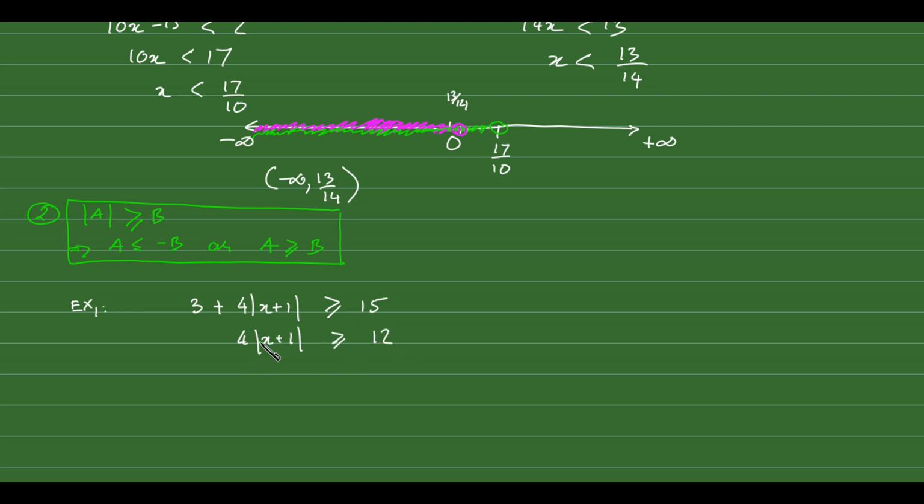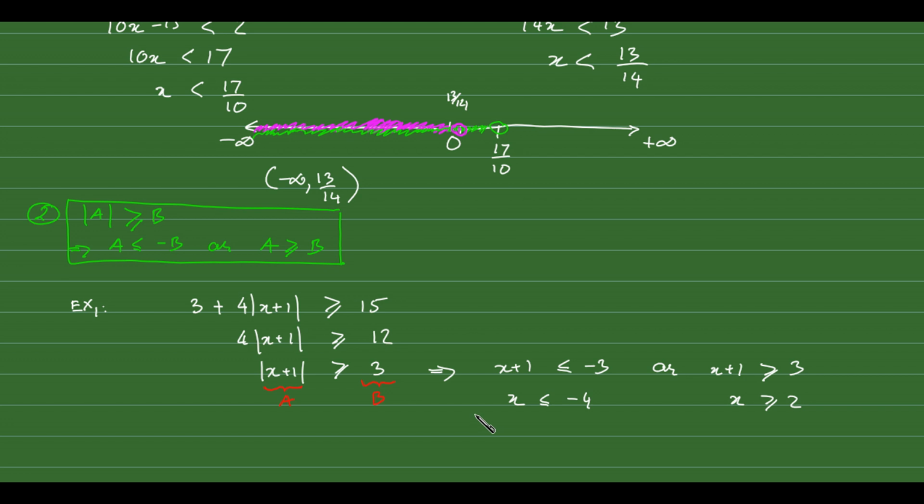Then you divide both sides by 4, so we have absolute of x plus 1 greater than 3. And now you're going to apply the formula. So this is your A, this is your B. Now you apply the formula, so this implies A less than or equal to negative 3, so x plus 1 less than or equal to negative 3, or x plus 1 greater than or equal to 3. And you're going to solve for that. So x less than or equal to negative 4, or x greater than or equal to 2.